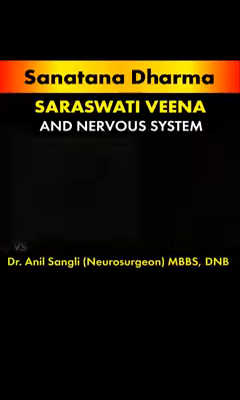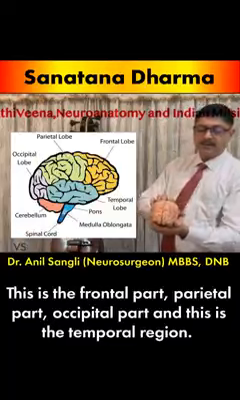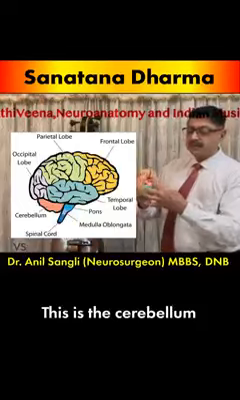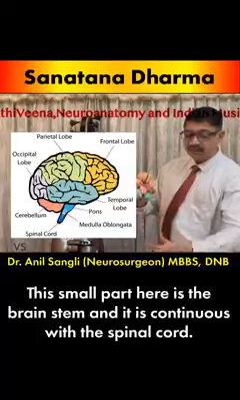This is the structure of the brain where there is a frontal part, the parietal part, the occipital part, and this is the temporal region, and this is the small brain or the cerebellum. And this small part where you see is the brain stem. This brain stem continues into the spinal cord.